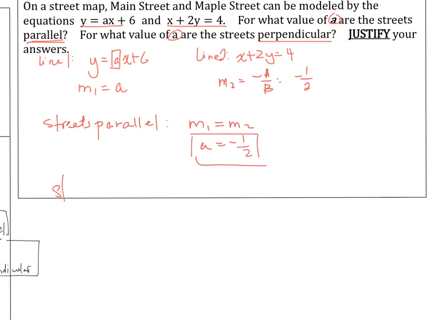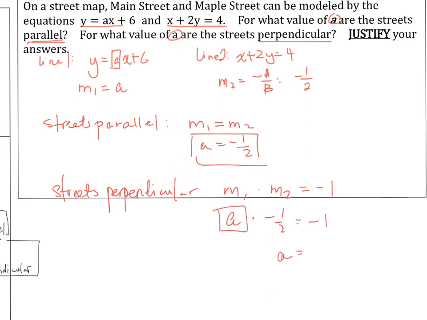When the streets are perpendicular, m1 times m2 equals negative 1, meaning their slopes need to be negative reciprocals of each other. So I'm going to let m1 equal a, m2 is negative 1/2, and we can solve for a, and a equals 2. And that's it. This concludes our lesson.